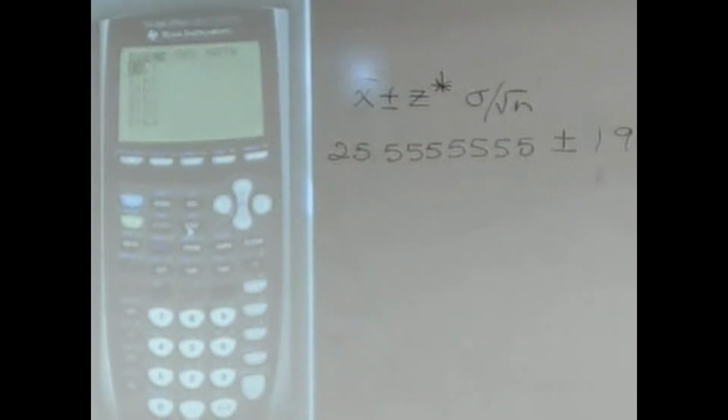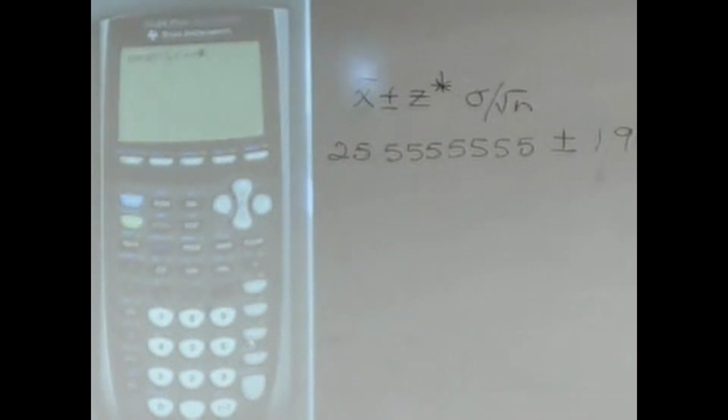Yes. If you press second and above stat is list, go over to the math. And the third option is mean. You would have to tell it the mean of list 1. And therefore, the calculator will put in for that the 25.555555556 for you.